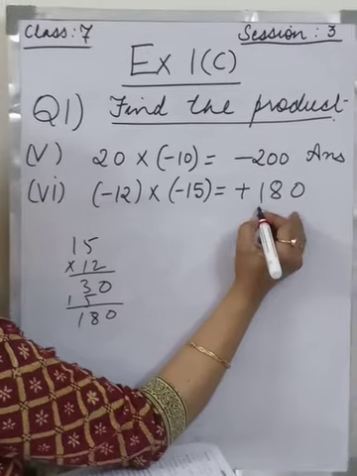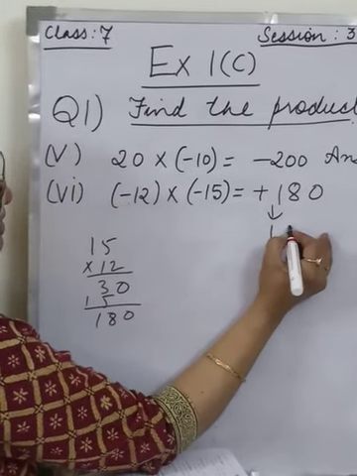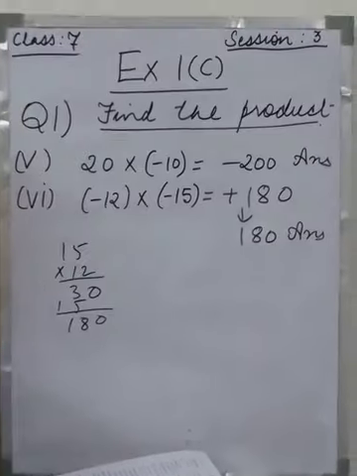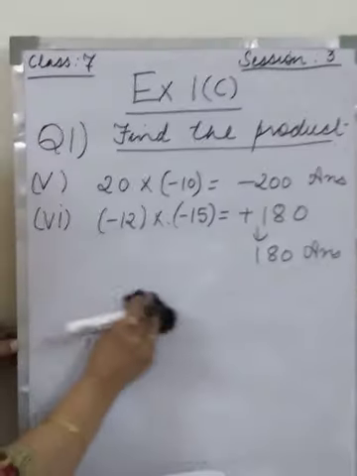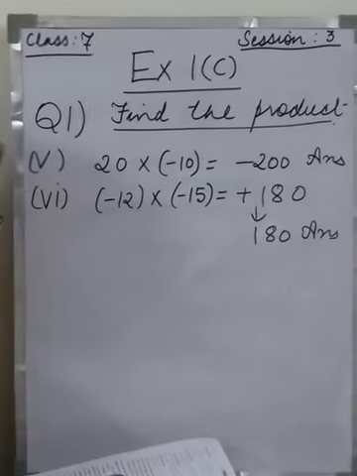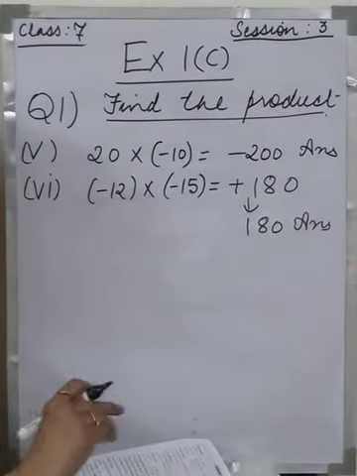So what is the answer? Plus 180. We do not write plus 180. Actually the answer is 180. No sign is there. Then what is the sign? Plus. Do not write the plus sign. Just leave the answer 180. Got it, children?